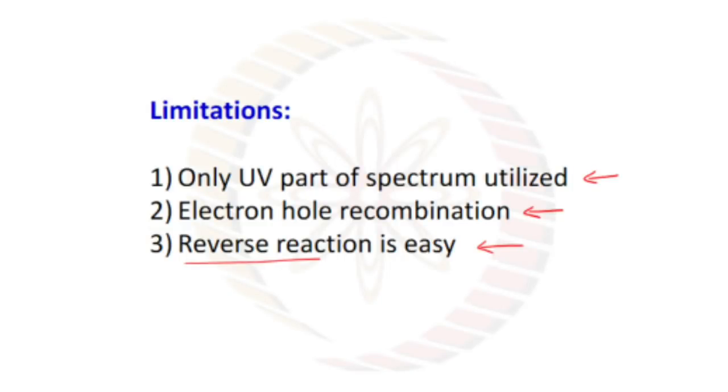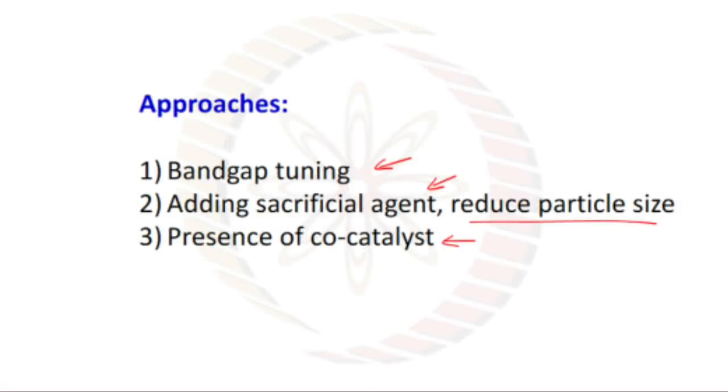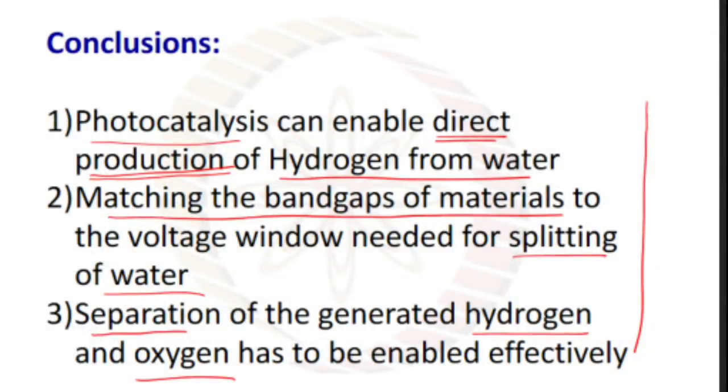Only the UV part of the spectrum is utilized, electron-hole recombination and reverse reaction are easy, and water splitting needs suitable band gap. The remedies are band gap tuning, adding a sacrificial agent, reducing particle size, and the presence of a co-catalyst. So the conclusions for the photocatalysis process are that photocatalysis can enable direct production of hydrogen from water, matching the band gaps of material to the voltage window needed for splitting of water. Separation of the generated hydrogen and oxygen has to be enabled effectively.